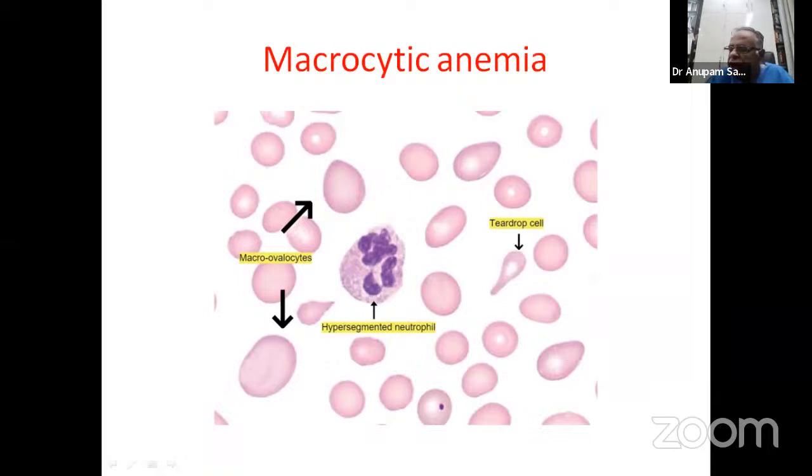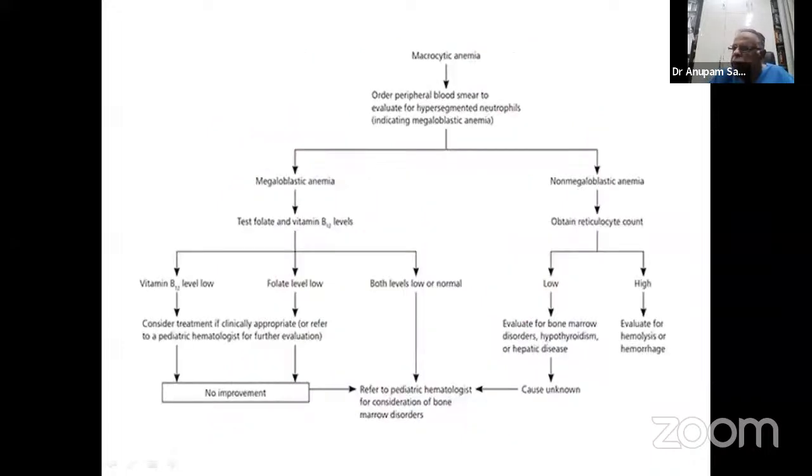It happens because there is a defect in the synthesis of DNA because of deficiency of B12 or folic acid. And because of the defect in the synthesis of DNA, the cell enlarges as it does for any other condition. The nucleus also enlarges prior to division, but the division does not take place. So you have a larger cell with a lot of nuclear material in it, and that nuclear material leads to increased lobulation and so on and so forth.